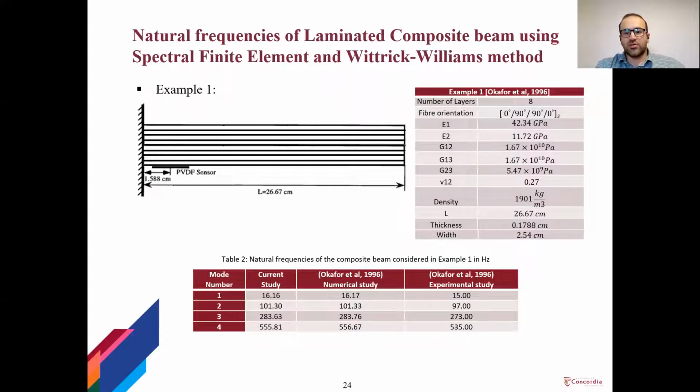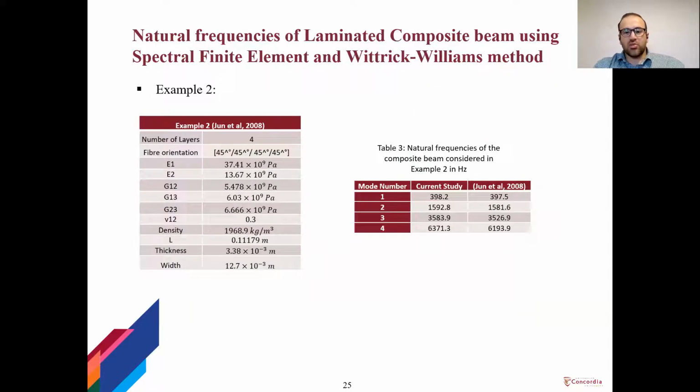In this slide, the natural frequencies of a symmetric laminated composite beam are shown. The composite beam has 8 layers, and the stacking sequence is shown on the second row of the table at the top, and the material properties and geometrical properties are given. So this is the cantilever beam. And it is modeled using one spectral element, and its first four natural frequencies are captured and are compared with previous studies. As you can see, they show very close agreement with each other.